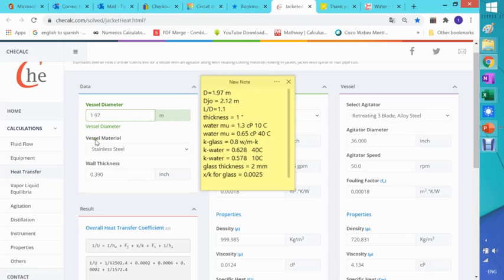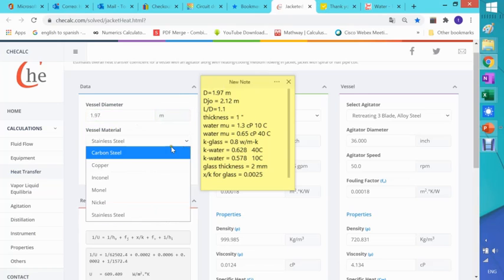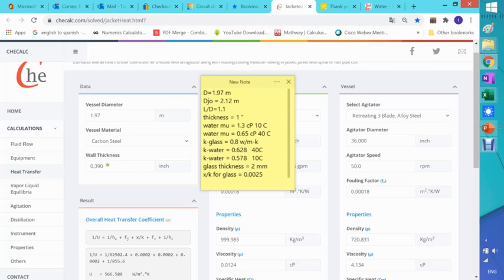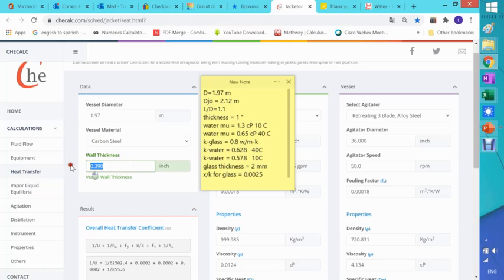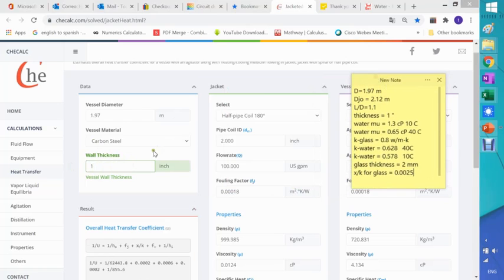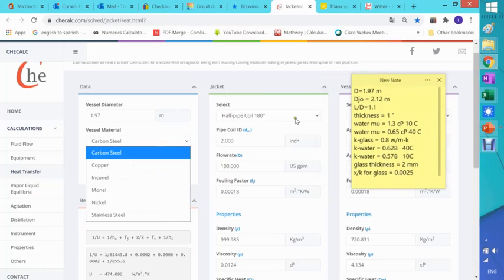What else here? Stainless steel. Well, actually, this is carbon steel. The thickness of the metal is about 1 inch. This is still 1 inch, so right here, 1 inch. And now let's see anything else here.